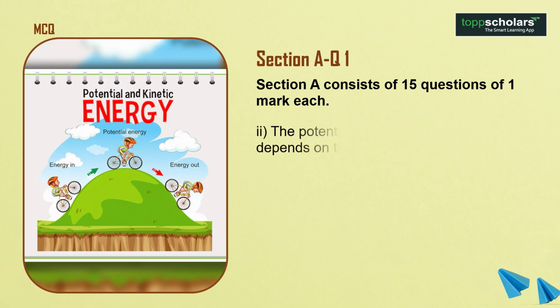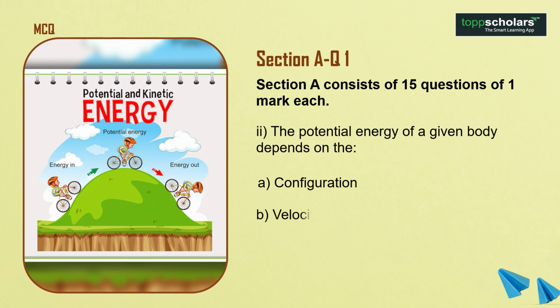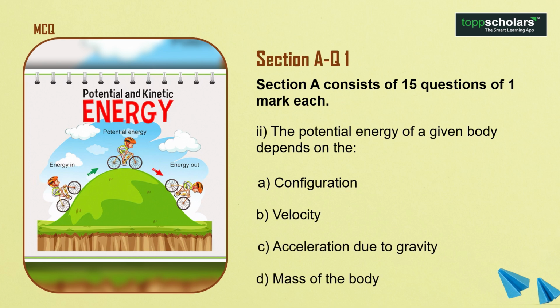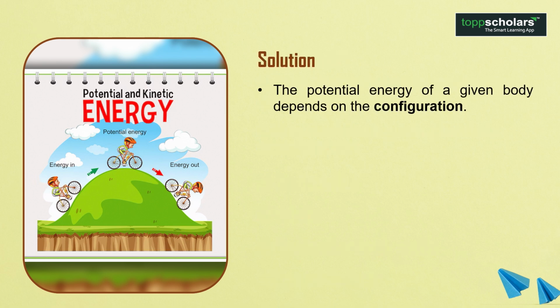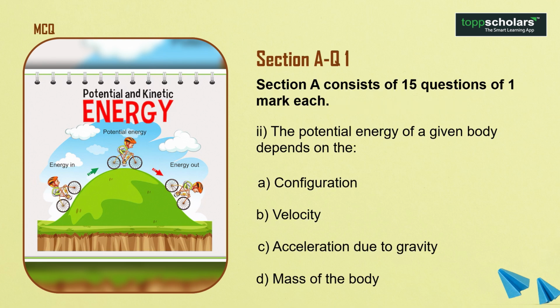Let us see the second question now. So the question says, the potential energy of a given body depends on configuration, velocity, acceleration due to gravity, mass of the body. Four options are given. Let us see the solution. So the potential energy of a given body depends on the configuration. Please make a note that configuration is the correct answer and potential energy is independent of the velocity, acceleration due to gravity and the mass of the body.